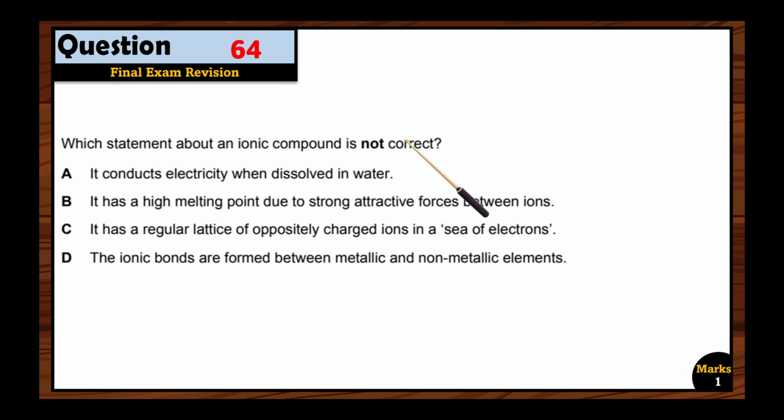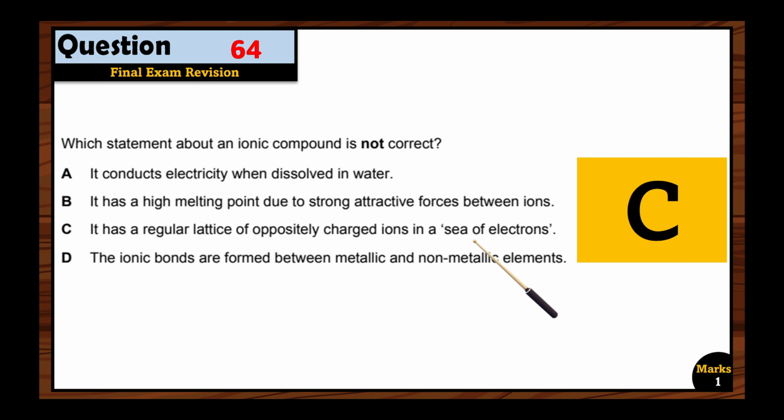Okay, so now let's see the second option. It has a high melting point due to strong attractive forces between ions. Yes, it has strong attractive forces between the ions, so that option is also right. It has a regular lattice of oppositely charged ions in a sea of electrons. That's wrong. It doesn't have a sea of electrons. It just has oppositely charged ions. So option C is wrong.